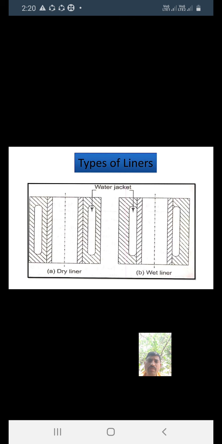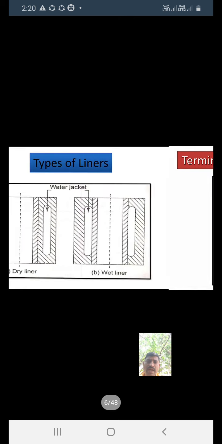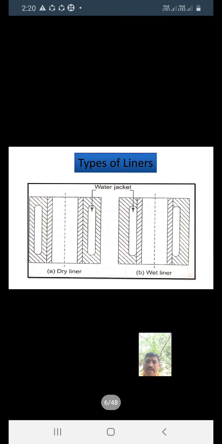Okay, all of you getting. Then the second type is the dry liner. In the dry liner, see where the water jacket is. There is no direct contact of the water jacket with the liner. The water jacket is made into the cylinder block itself.